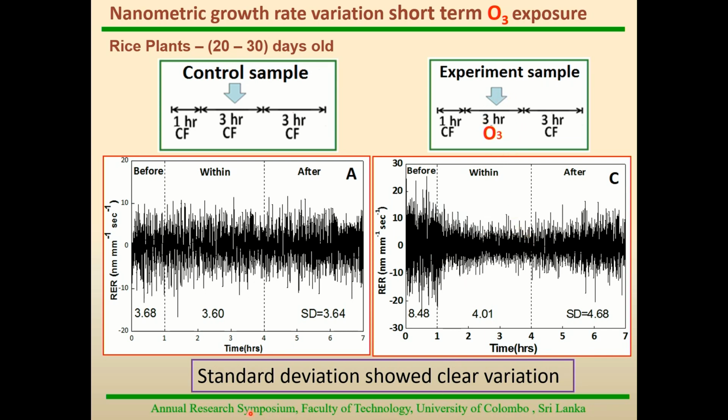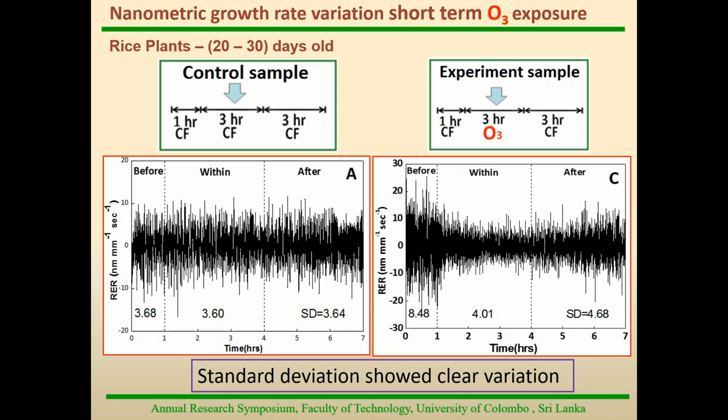So now you can see we are able to identify the ozone effect within a very short period of time. Within 3 hours is enough to identify the ozone effect on the plant. In this experiment, the temperature and humidity were controlled and almost constant in both cases.